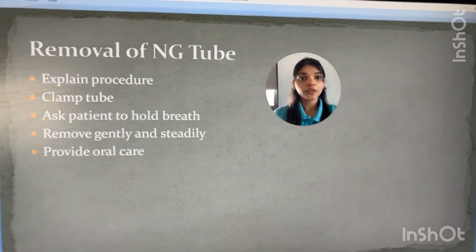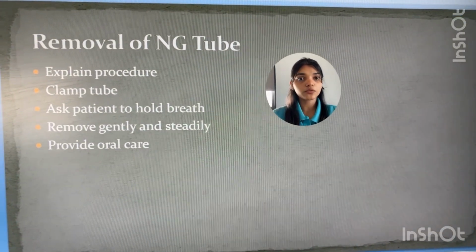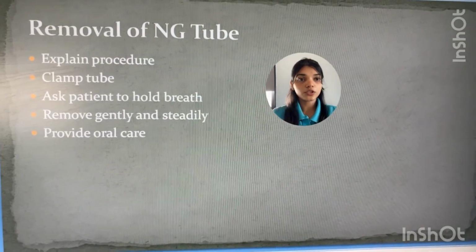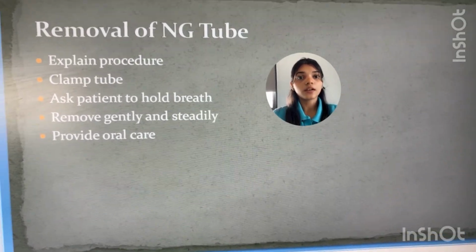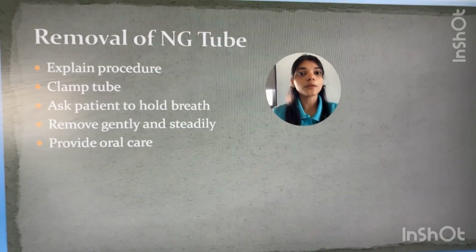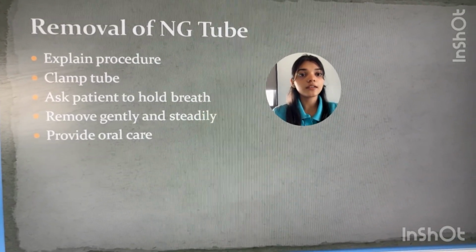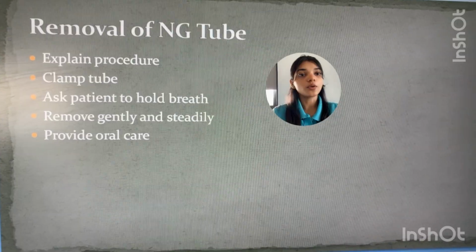Then removal of NG tube. Explain the procedure of removal of the NG tube to the patient by the therapist or doctor. Then clamp the tube. Ask the patient to hold their breath. Remove gently and steadily. Provide oral care.